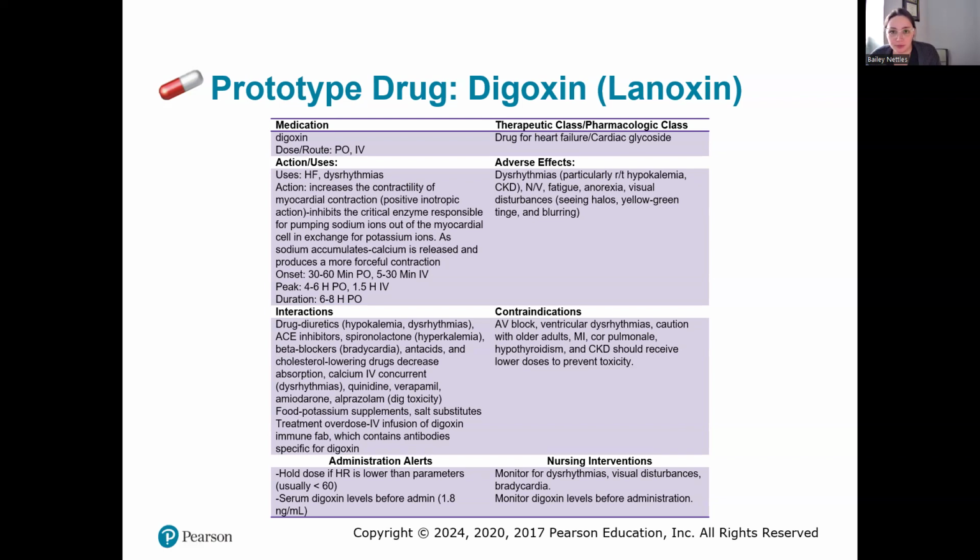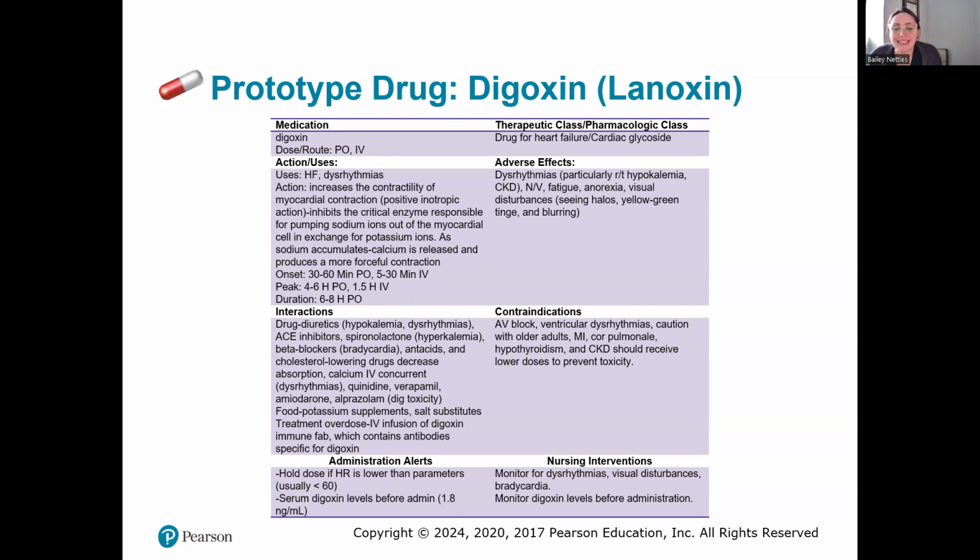Caution with older adults. We know that. Heart attack. Cor pulmonale, sorry, is a heart malformation. Usually in kids, you usually have it fixed once you're older, but maybe it's small and they can live with it. If you have hypothyroidism because it puts stress on your heart, and then bradycardia, tachycardia, and then CKD. Whatever. CKD should receive a lower dose because you can't excrete it, so you can be toxic.